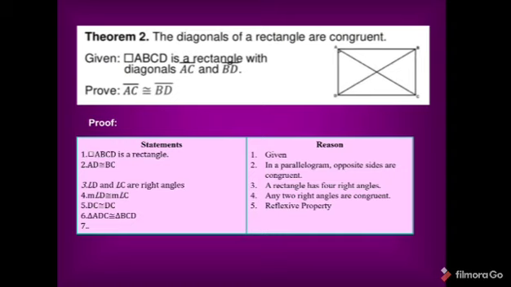For statement number 6, you could have triangle ADC is congruent to triangle BCD. By what reason? SAS postulate, side, angle, side postulate. As a conclusion, segment AC is congruent to segment BD. And that is CPCTC: corresponding parts of congruent triangles are congruent.